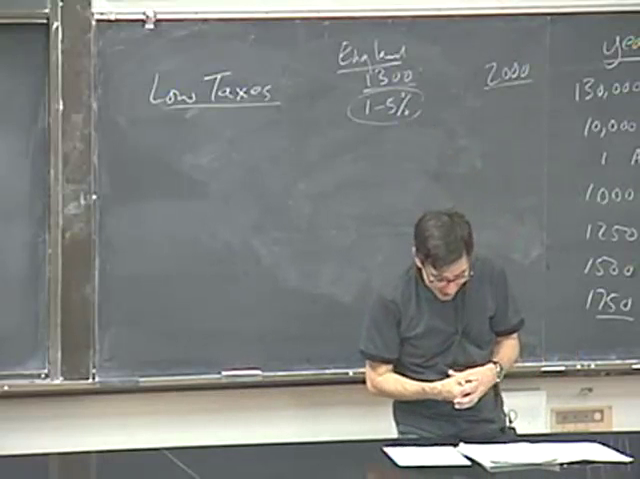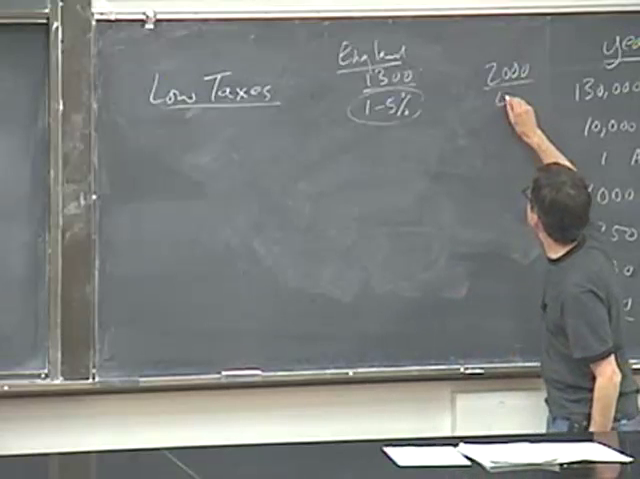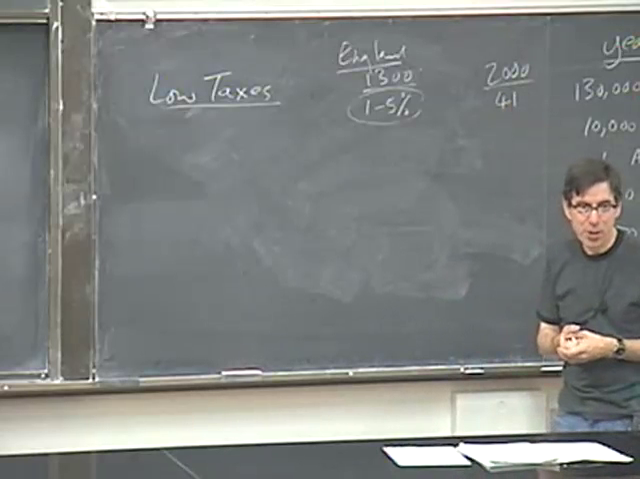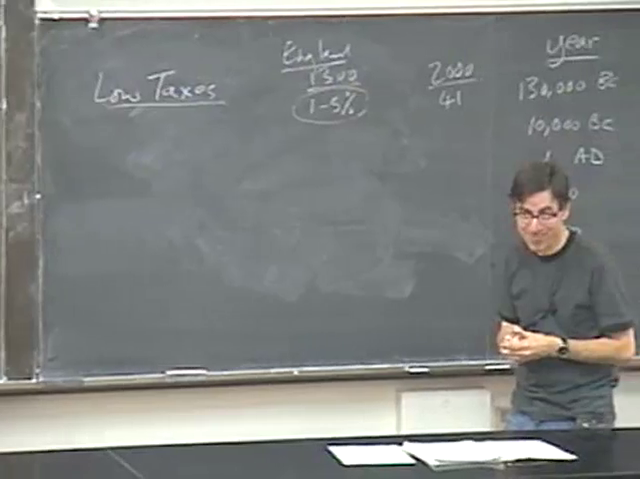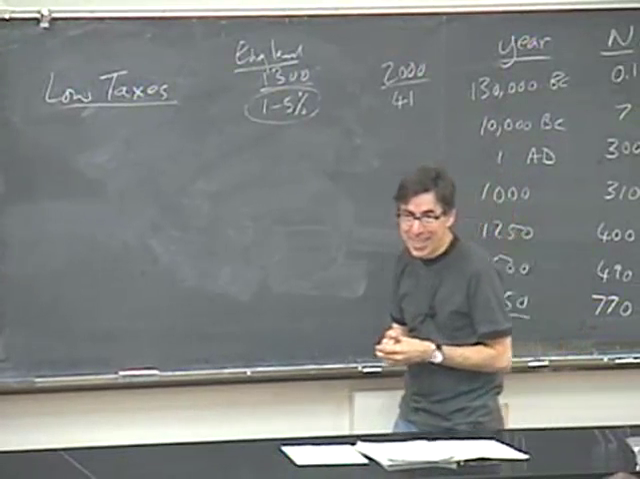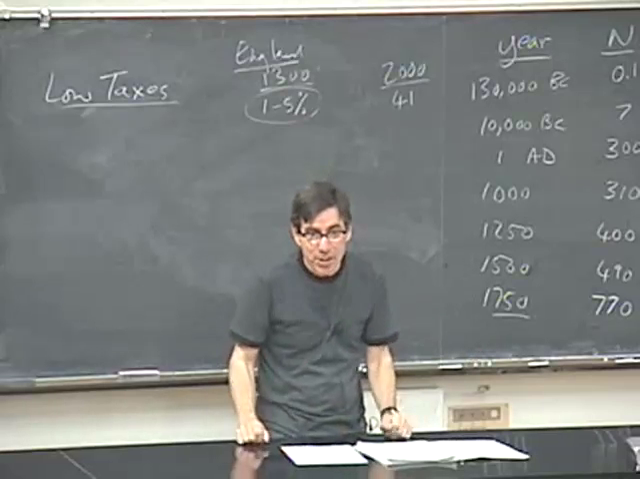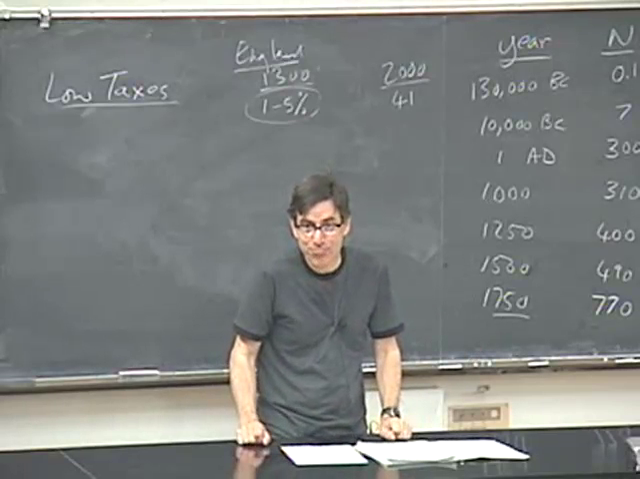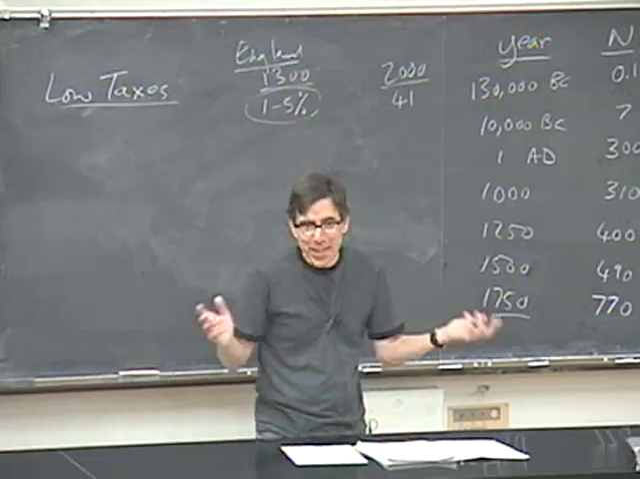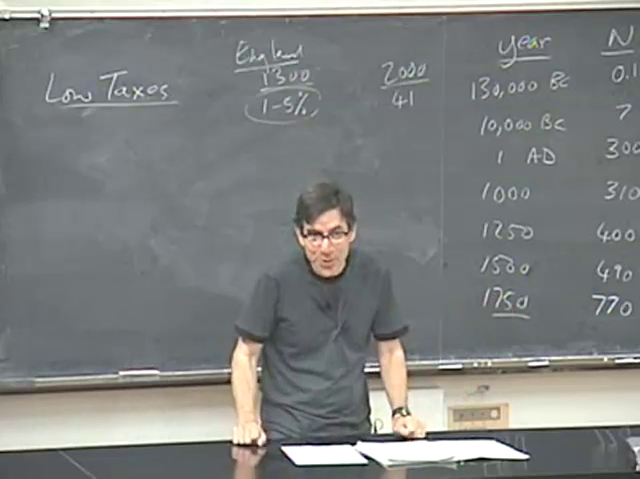What's the average tax rate in England in 2000 on income? At the margin, it's about 41%. The English government, or the UK government now, seizes two-fifths of everything that people produce in this society. The government in the medieval period could never contemplate doing that.